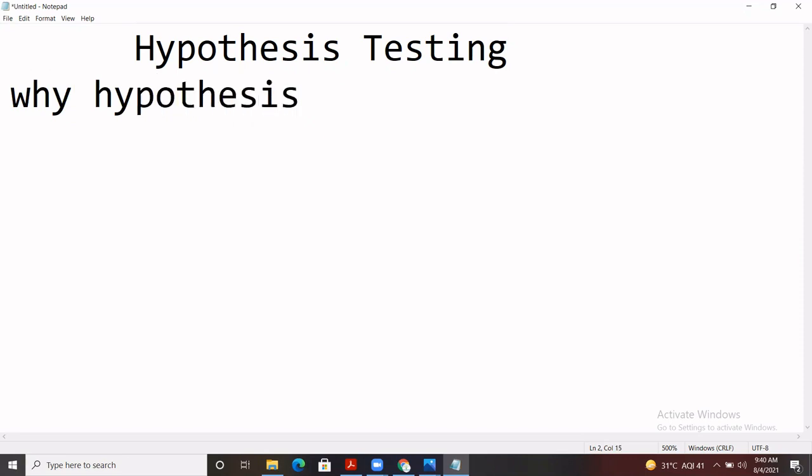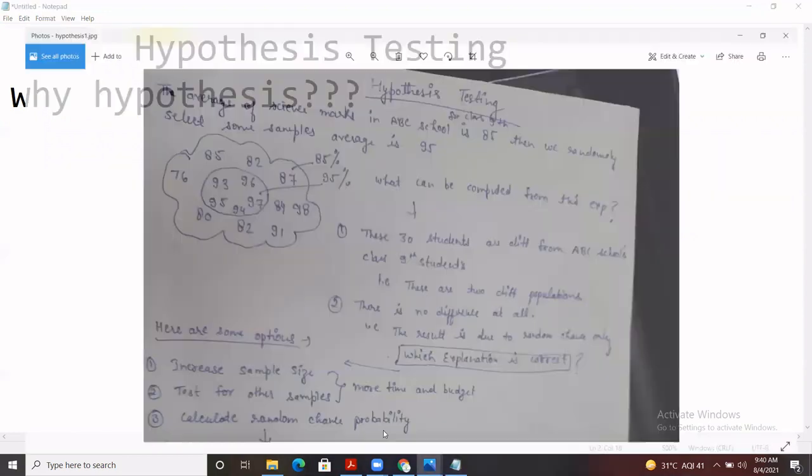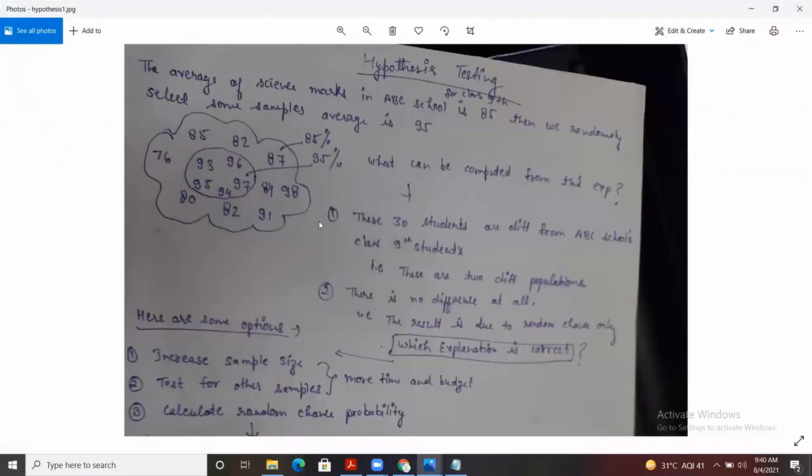I'll be using one of my handwritten documents here so that you can understand it. I have already written some stuff here. The very first thing you can see is that the average of science marks in ABC school for class 9th is 85. Then we randomly selected some samples from that class, calculated the average, and got to know that the average is 95.